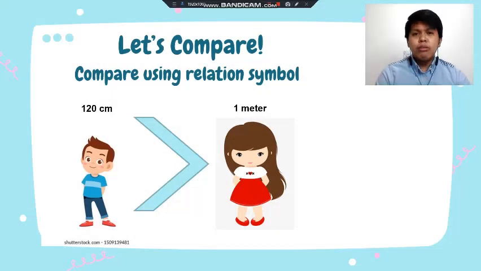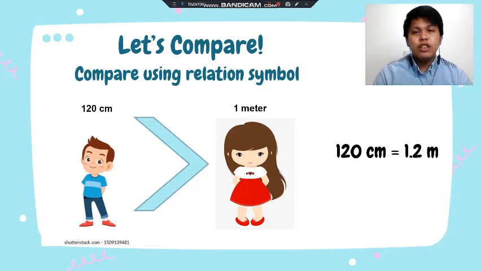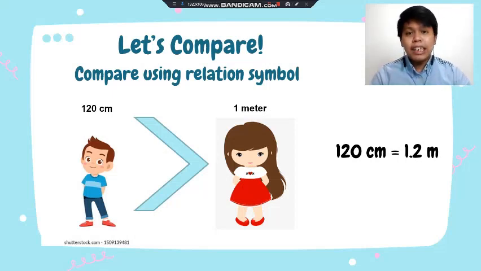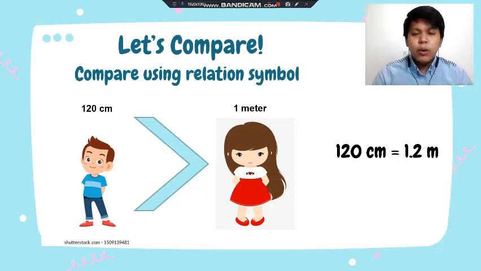Now, how will we be able to compare two things with different units? First, you need to convert. You know that 100 centimeters is equal to 1 meter. Now, you may try to convert in centimeters or in meters. It's up to you which is easier. So, you may convert 120 centimeters into meters so that both of them will have meters. And 120 centimeters is equal to 1.2 meters.